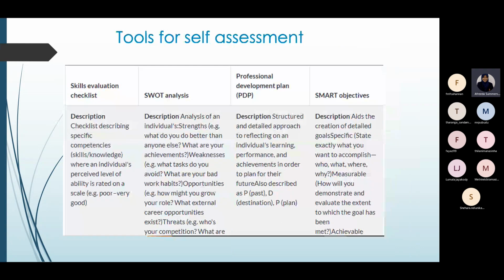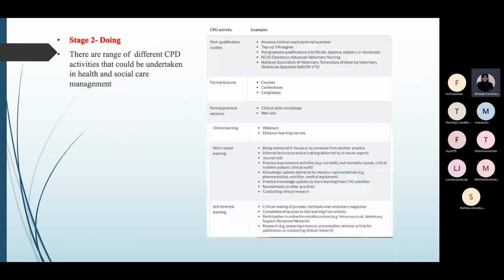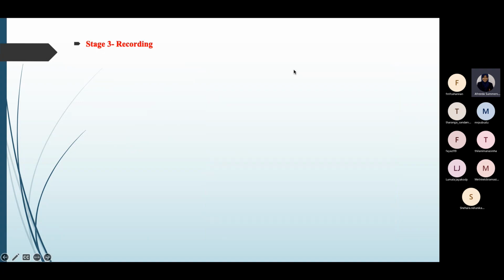Okay, so we were talking about tools. First one is you plan, next one is you do, right? It's the same thing. So all these examples, courses, conferences, congresses, all these you do to improve your professional development, right?